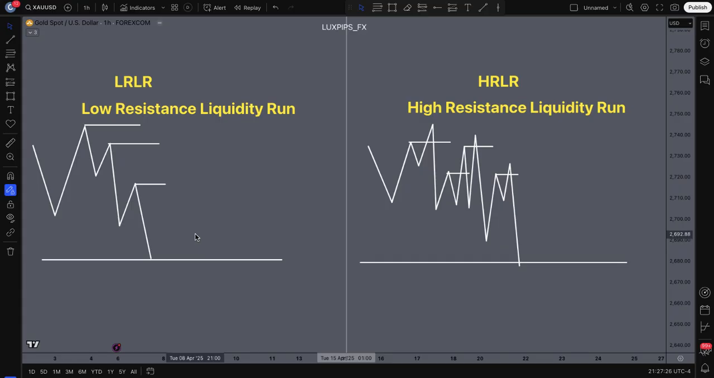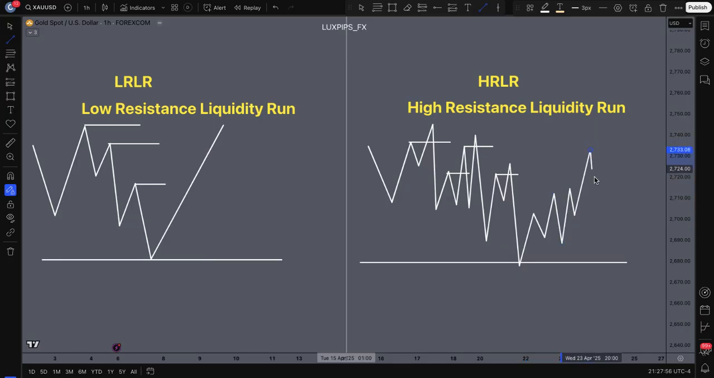What does this mean? This means that when you're trading in a low resistance liquidity run and you're by the buy side curve, it's going to be a lot smoother, a lot more fluid. It's going to go up. On the HRLR, price is still going to go up, but not as pretty as that. It's going to be a little uglier. Something like this, right?